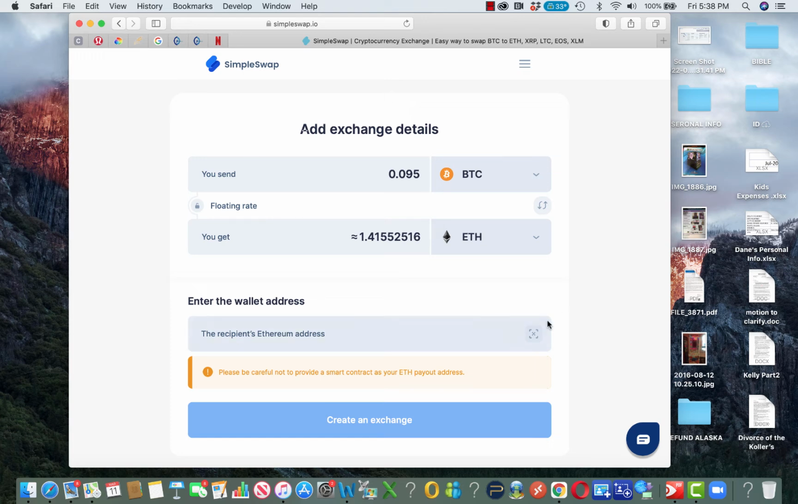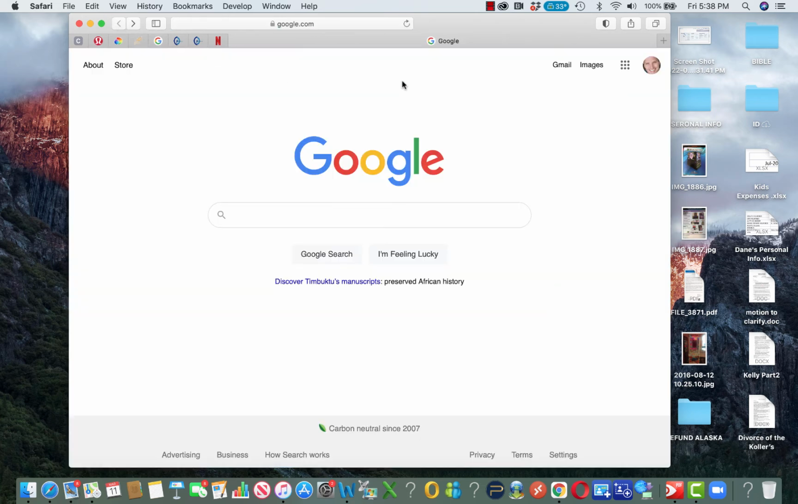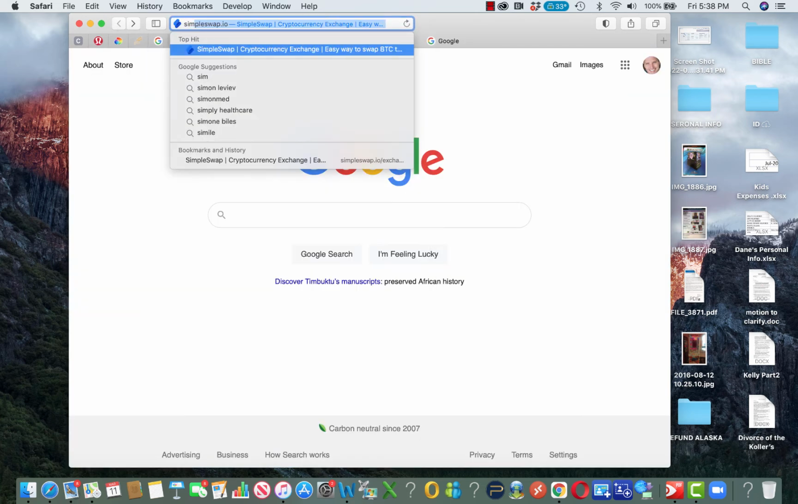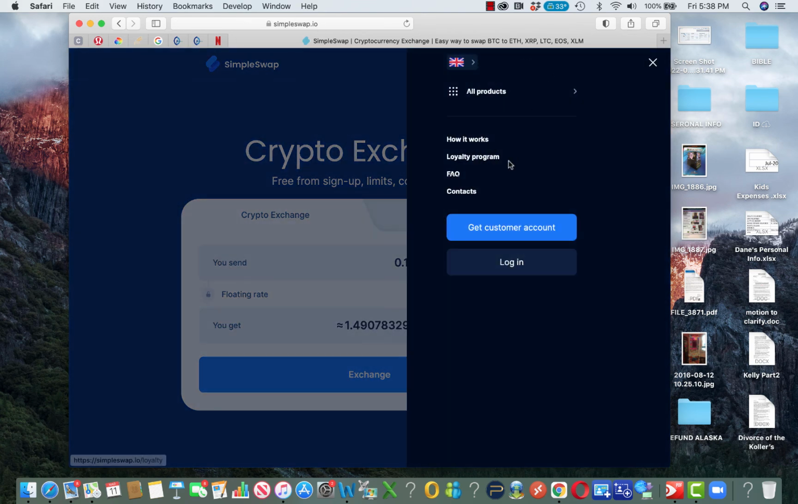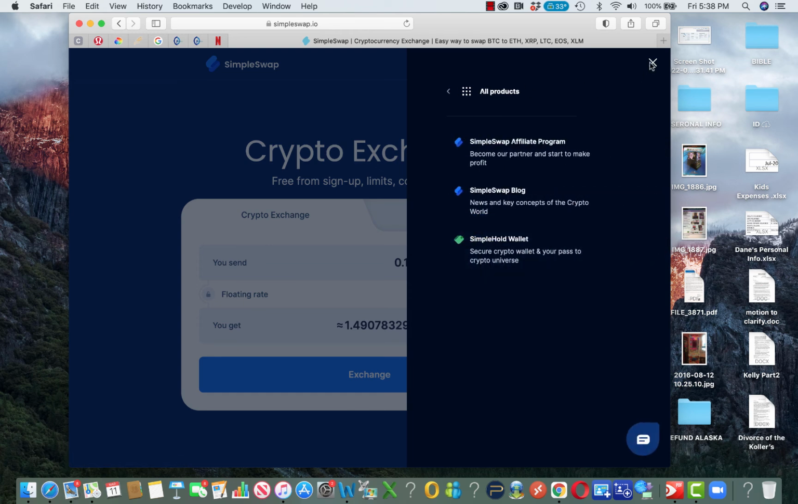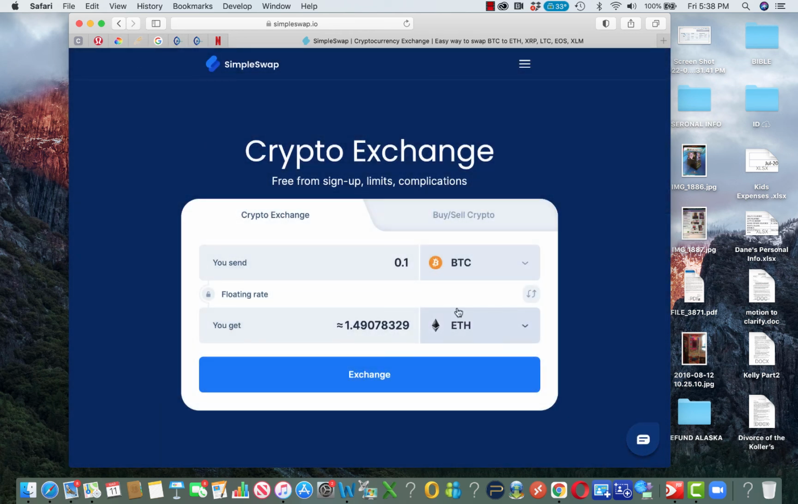that you chose. You can also, on Simple Swap, purchase using a credit card. You can buy crypto right here. You click here, you need to log in, but you can actually use a credit card and purchase crypto on Simple Swap as well.